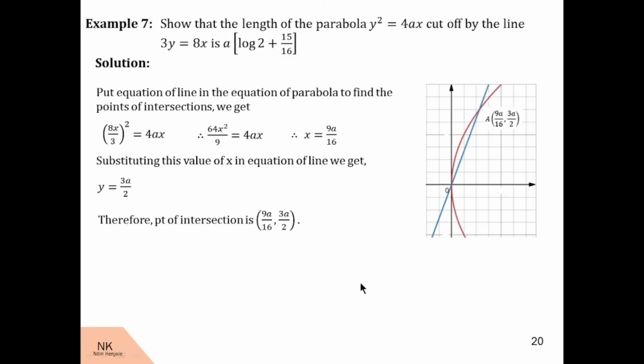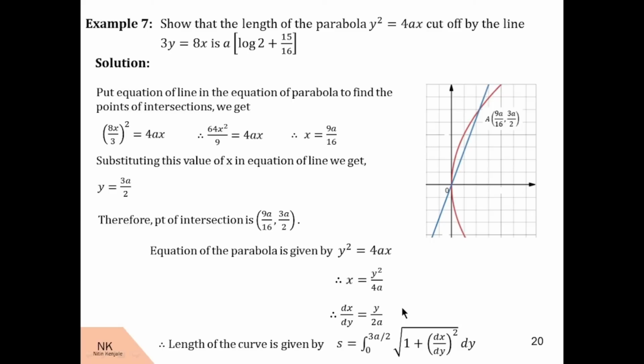Now let's find the value of dx by dy from the equation of the parabola, which is y square is equal to 4ax. Now differentiating this with respect to y, we get dx by dy is equal to y by 2a. Now we substitute this value of dx by dy and these points into the formula for the length of the curve, given by the integration of under root 1 plus dx by dy square dy over the limit y1 to y2. Here clearly y1 is 0 and y2 is 3a by 2.